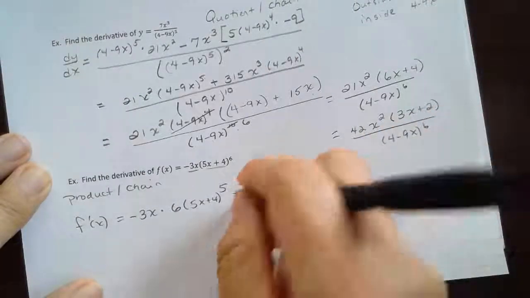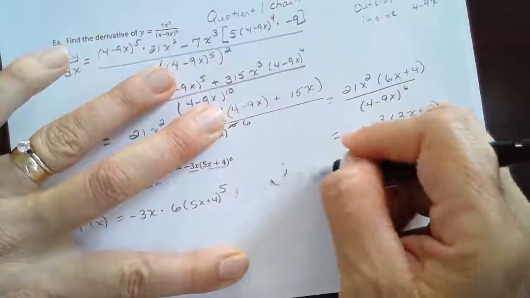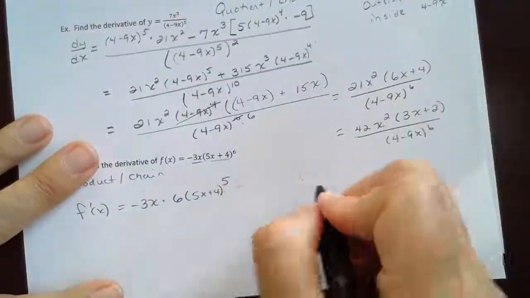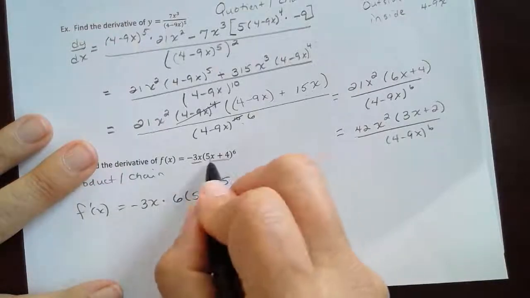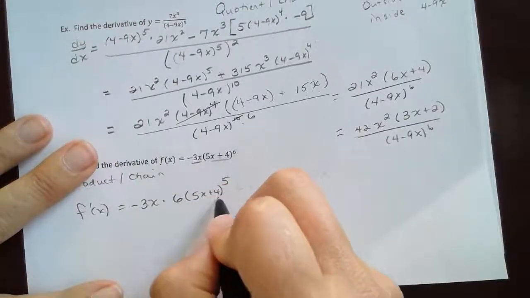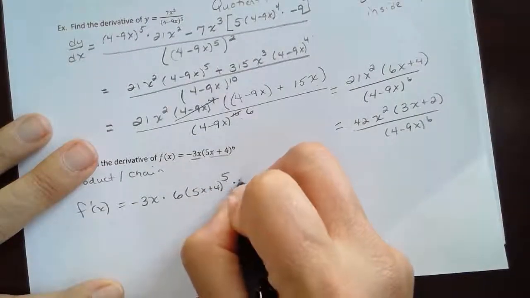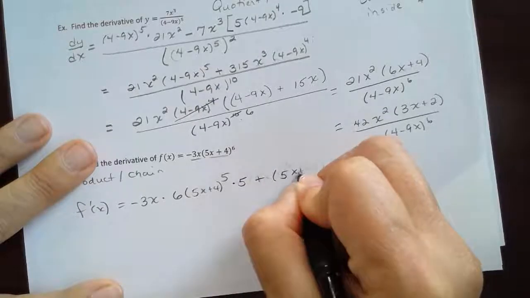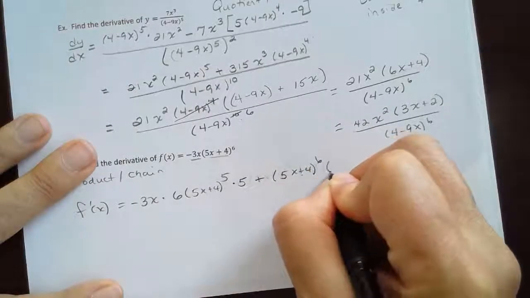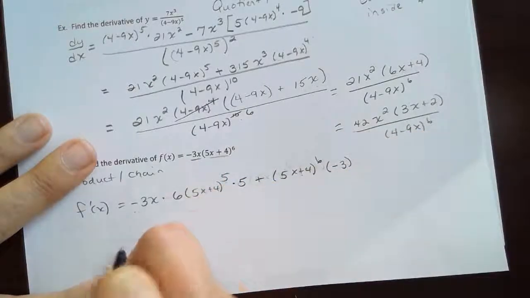Oh, we forgot to times the inside function over here. Let's get rid of this for a second. Make sure you always double check your work. So derivative of chain rule, 6 times 5x plus 4 to the 5th, times derivative of the inside, which is going to be times 5. Now plus the second, which is 5x plus 4 to the 6th, times derivative of the inside, derivative of negative 3x is negative 3. That's better.